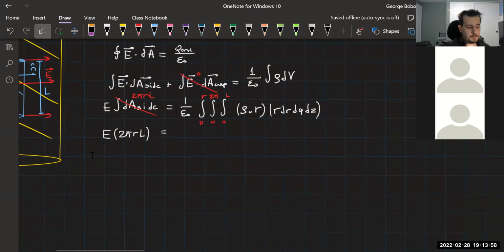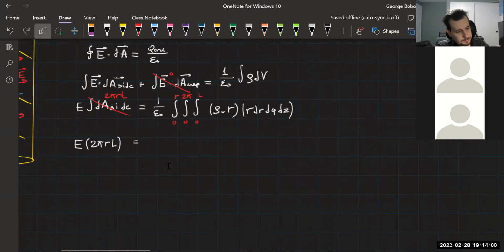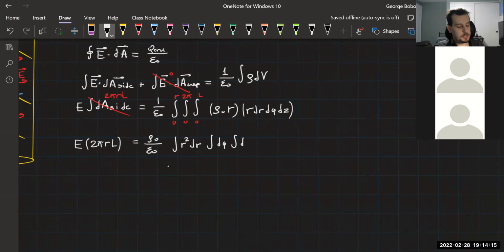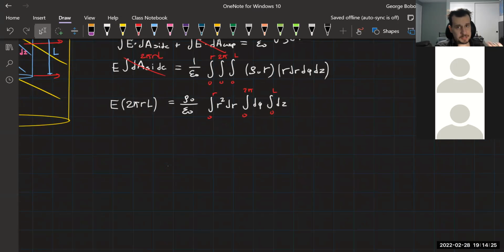Okay, so we did that. Right-hand side right now, pulling out the constant, that's rho naught. And our integrals look like this again. We can split them. So you've got r squared dr, and then you've got your d phi, and then you've got your dz. And they're all split from 0 to r, from 0 to 2 pi, and from 0 to L. Okay, I hope you can see without me doing anything that these cancel this stuff here, right? That's literally what's going on right now.